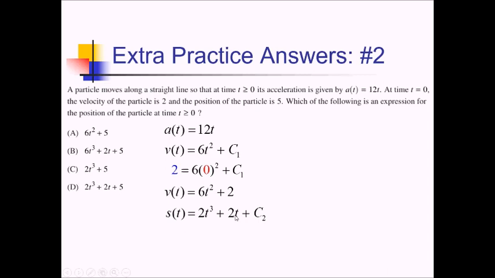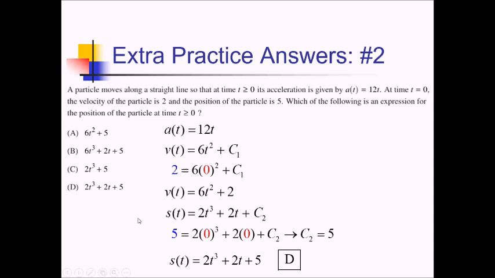But just to finish this thing off, if I plug in 0 for time, I should get back a position of 5. So I can write 5 equals, well, all this stuff with 0 plugged in for t. Pretty much everything gets zeroed out except for the c2 over there. So we have c2 equals 5, which means we can rewrite this now as 2t cubed plus 2t plus, big surprise, 5. And that does indeed give us answer choice D.